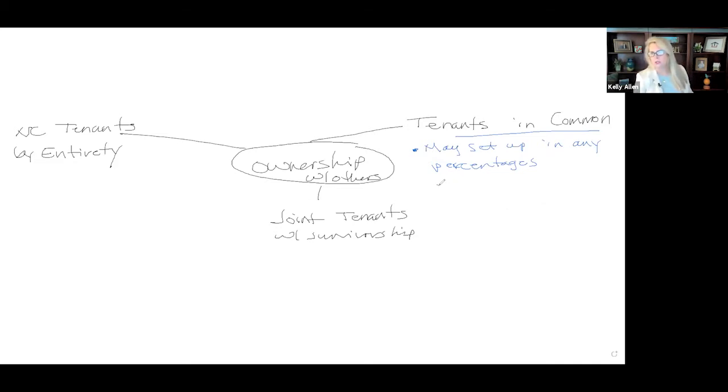Now, here's the cool part. Each owner may sell their ownership percentage. So I'm going to make a percent sign. Hope you're following with that. May sell their percentage of ownership without permission from the other owners. Let's just put others. It's going to be messy. Okay. Sorry about that, but you get what I'm saying. So each owner may sell their percent of ownership without permission from the other owners.